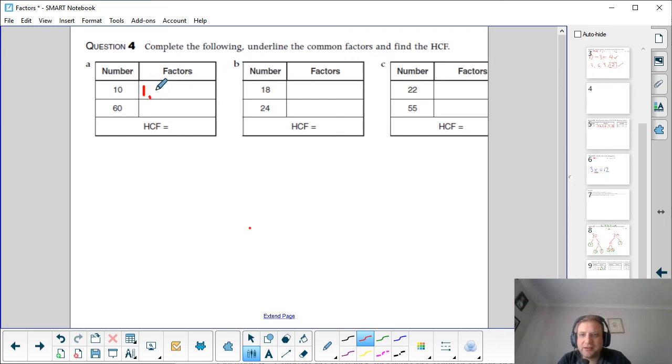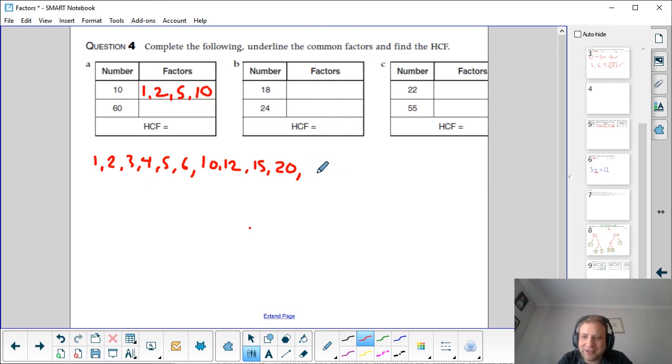So with 1, 2, 5, and 10, we've finished the top line. Now 60 has lots of factors. So I might just fill it out down here, just because I know I'm going to run out of room. So I know that 1, 2, 3, 4, and 5 all go into 60, no problems. 6 does as well. And then I think we can start to find the numbers that go with these. So 6 times 10 is 60, 5 times 12 is 60, 4 times 15 is 60, 3 times 20 is 60. You guys are lucky I'm doing this one for you.